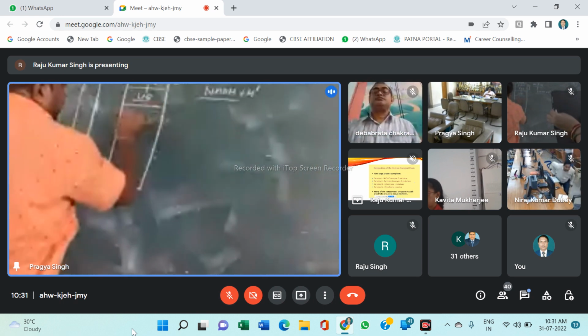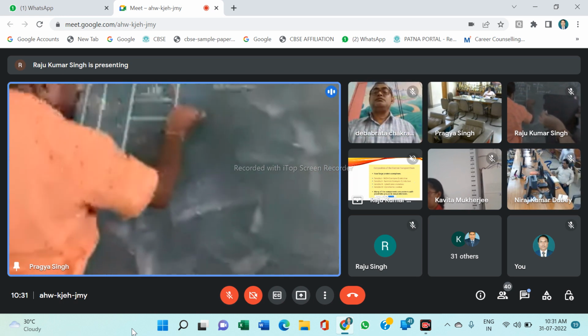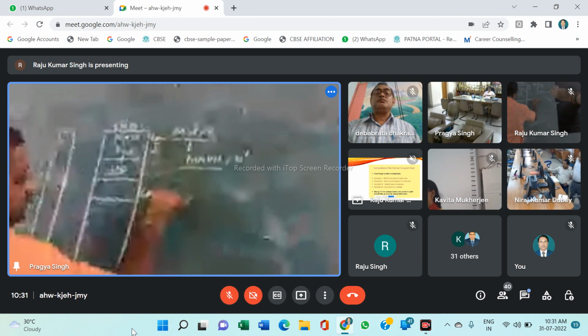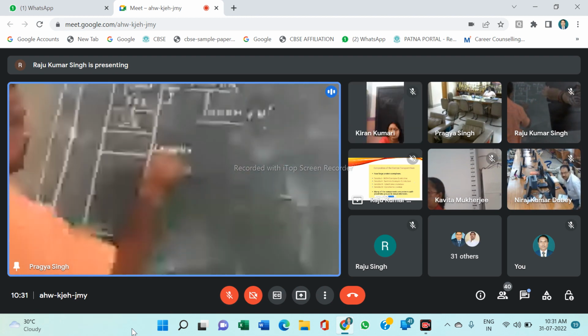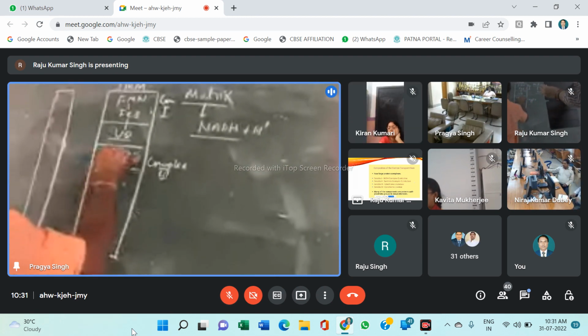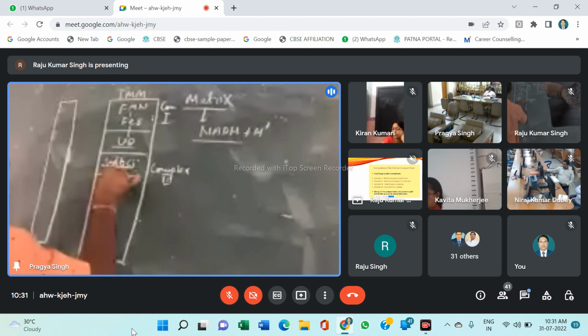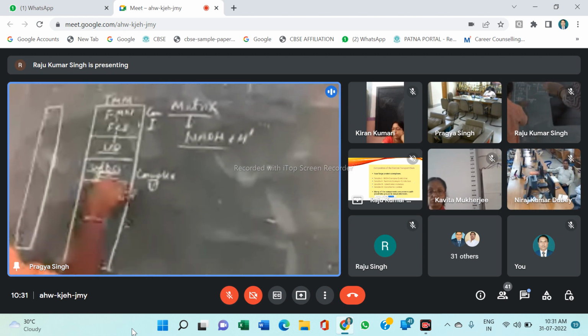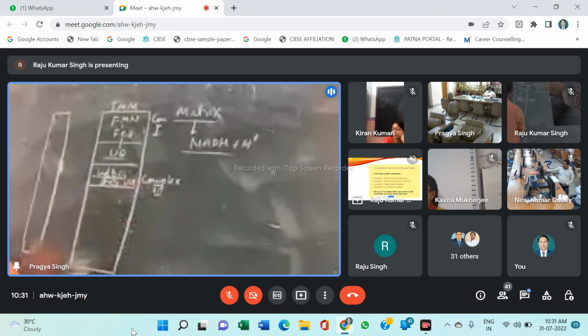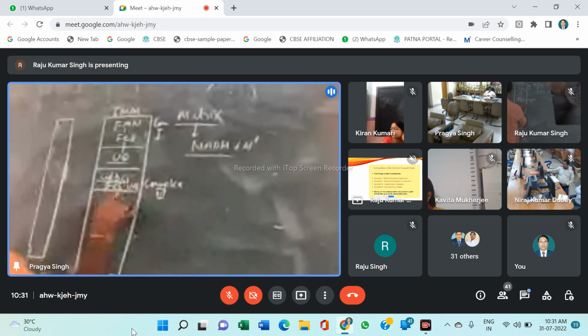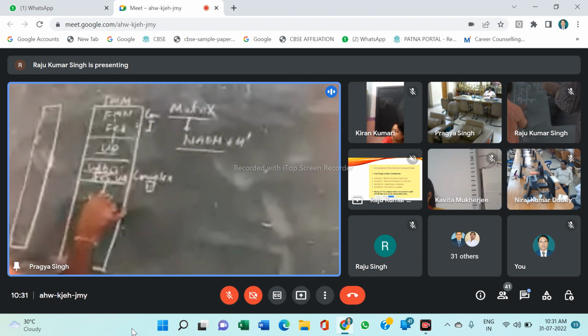Then again we have ubiquinol. Again we have another complex, complex 3, the cytochrome bc1 complex, which also has the electron carriers FeS and ubiquinone. Again, we have another electron carrier, cytochrome.